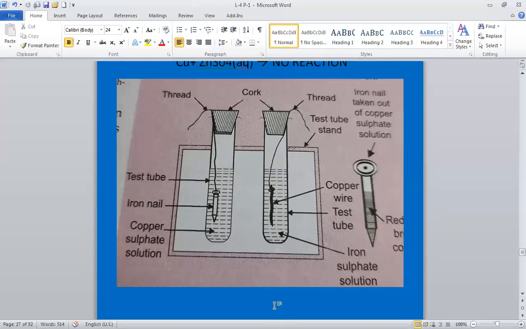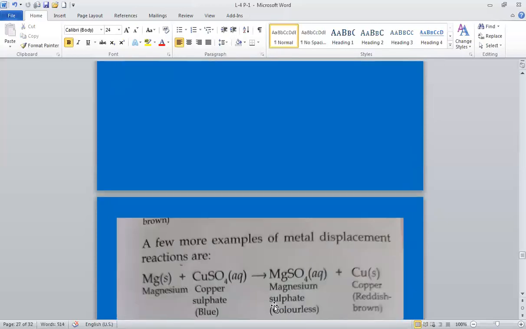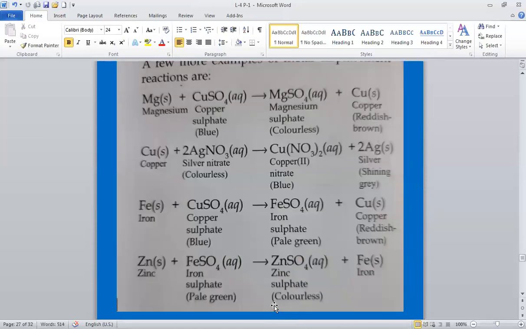Now, what happens if we do the reverse? Suppose we take the solution of zinc sulfate and put some copper in it. What will happen? No reaction will take place. Why? Because zinc is more reactive and copper cannot displace zinc.